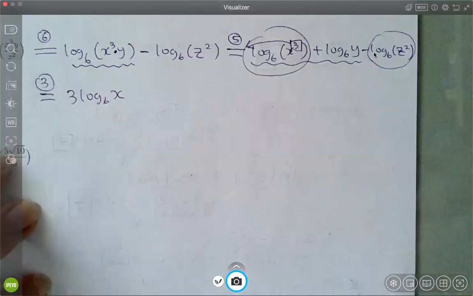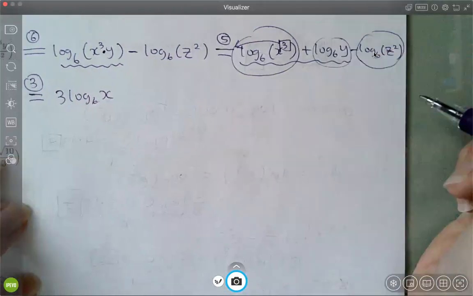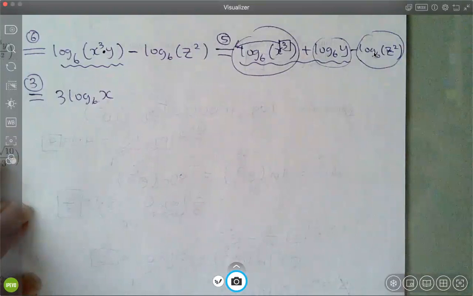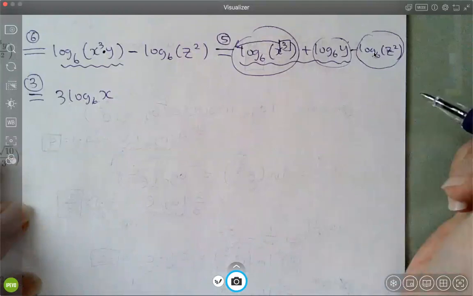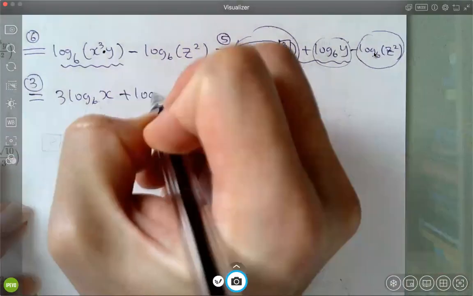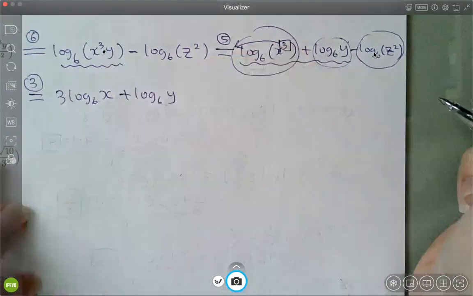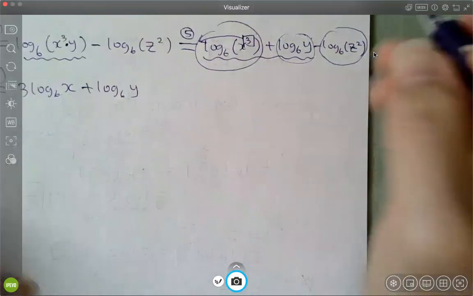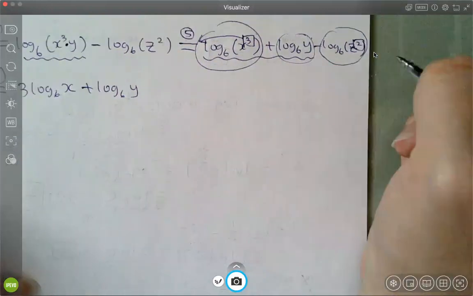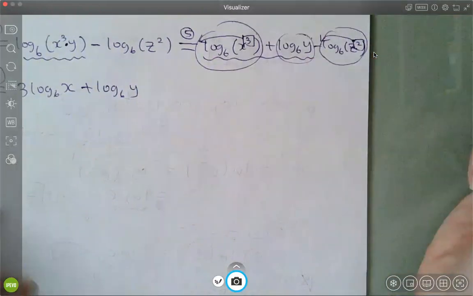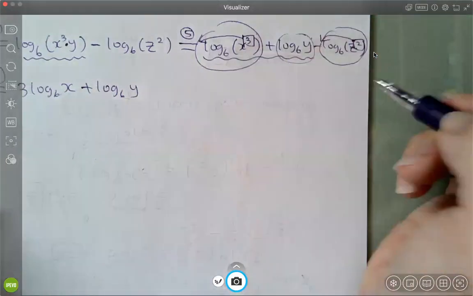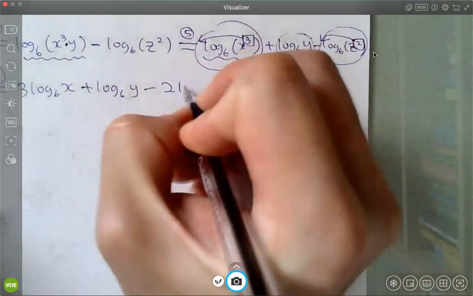And now here for the second log, we don't see the exponent, right? I mean, the exponent is 1, but what's the point of bringing down 1 and putting it in front? We'd have 1 times log 6 of y, which is the same thing as log 6 of y, right? So we just keep the second log. And then for the last log, we have another exponent 2, and we put it in front. And now we only put this 2 in front of the third log, not to the very front, right? So what do we have? Minus 2 log 6 of z.